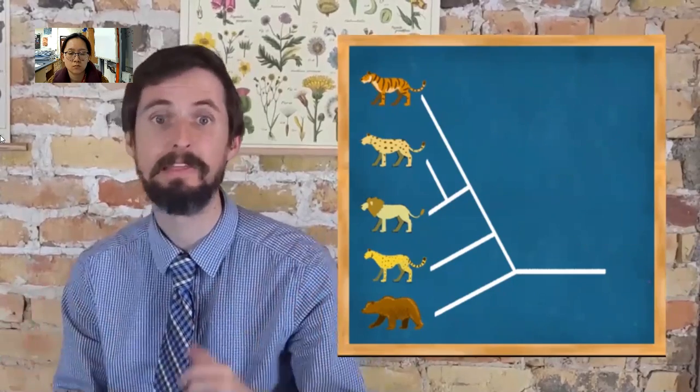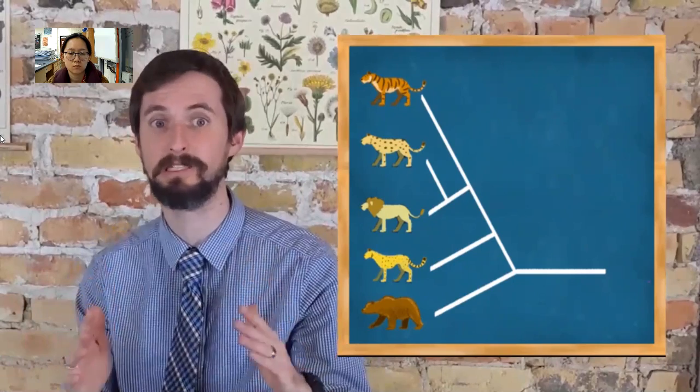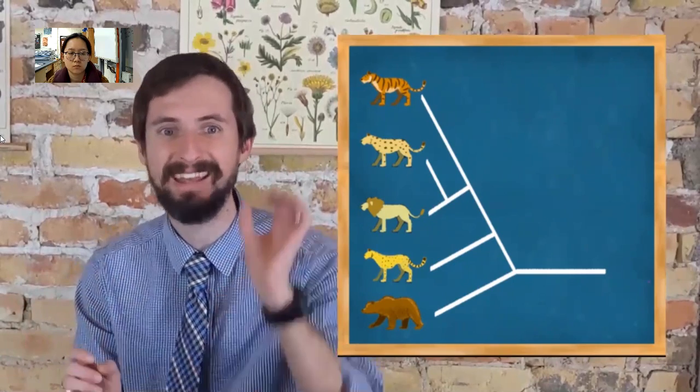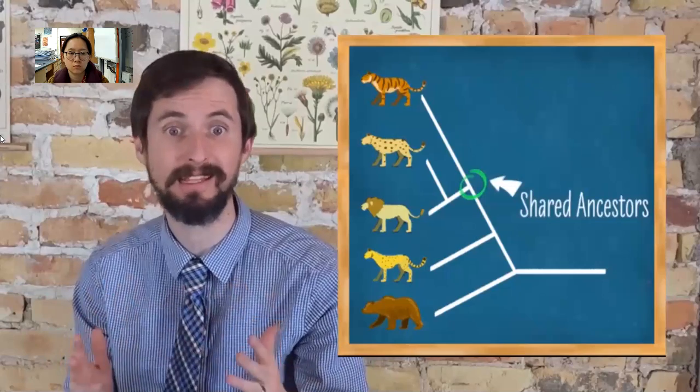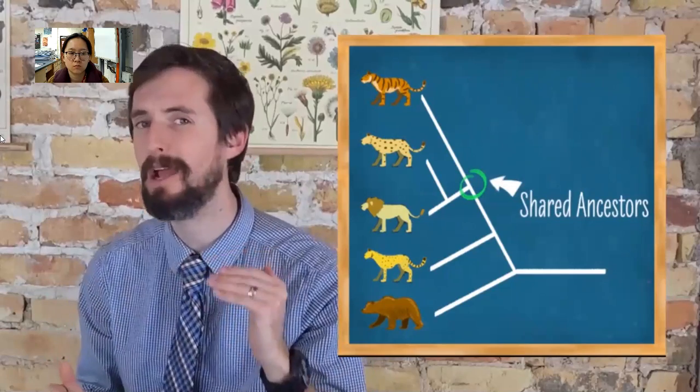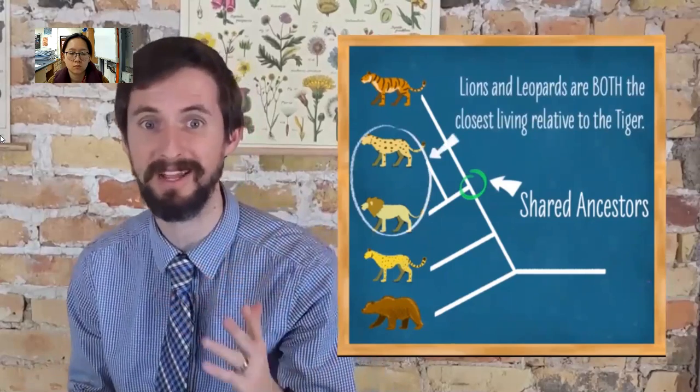In this case, the last time that tigers share ancestors with any other living organisms on this phylogeny was at this node. It shared those ancestors with both lions and leopards. Therefore, lions and leopards are both the closest living relatives to the tiger.